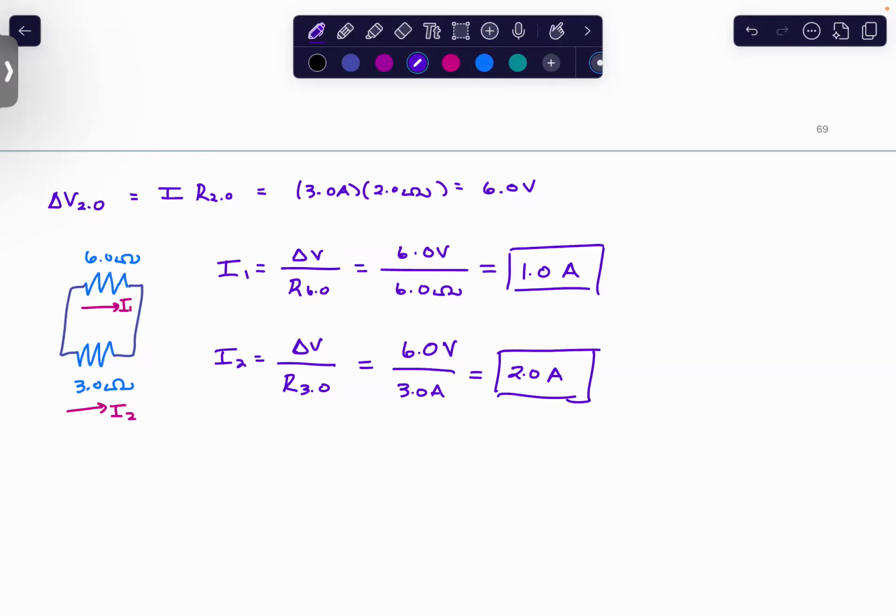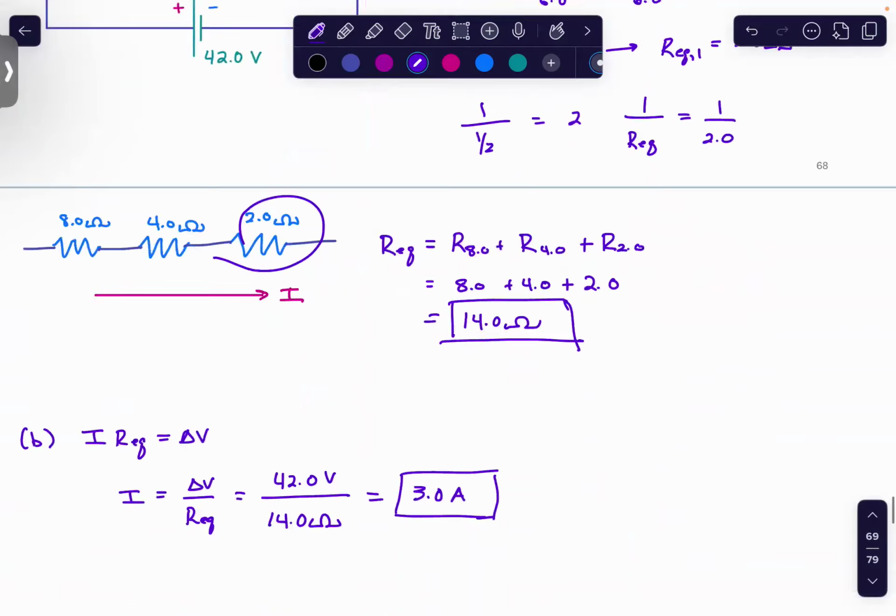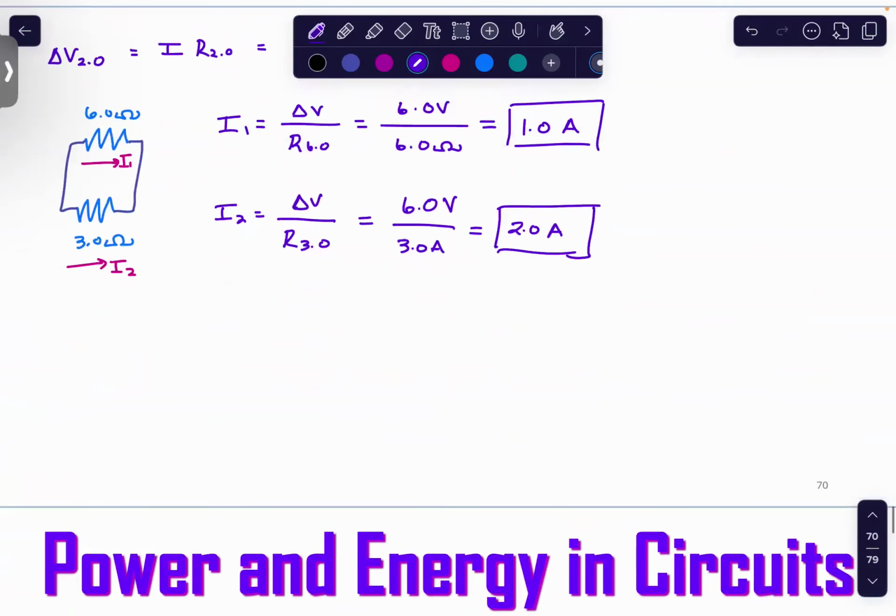Now you can check to see if these two are correct. How would you check that? Let's go back up to your original diagram. You can add them. How hard is 1 + 2?